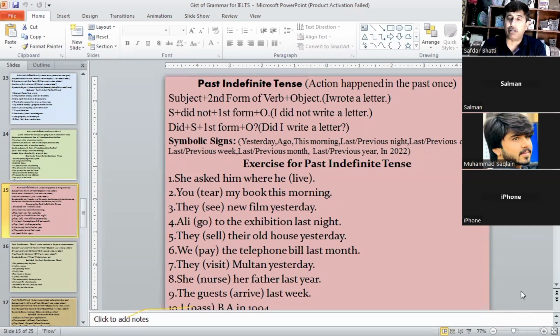Symbolic signs are very important for that. These are some symbolic words which you will have to learn a lot. The first one is yesterday, ago, this morning, last or previous night, last or previous day, last or previous week, last or previous month, last or previous year, and in 2022.